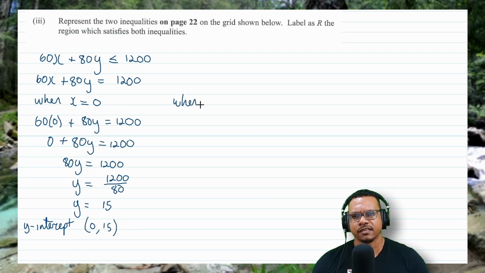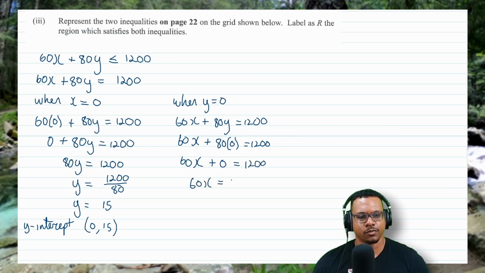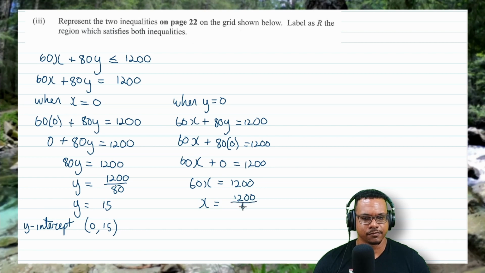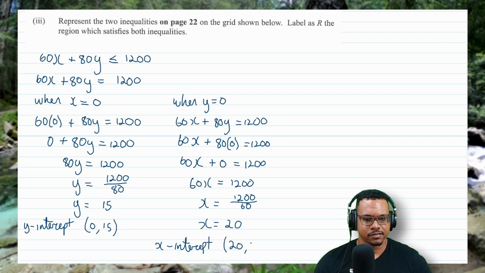And then we have when y is equal to 0, we have 60 times x plus 80 times y is equal to 1,200. So that'll be 60 times x plus 80 times 0 is equal to 1,200. 80 times 0 is 0, which is nothing. So that's 60x is equal to 1,200. So now x would be 1,200 divided by 60. So x is equal to 20. So that means my x-intercept would be 20 and 0.